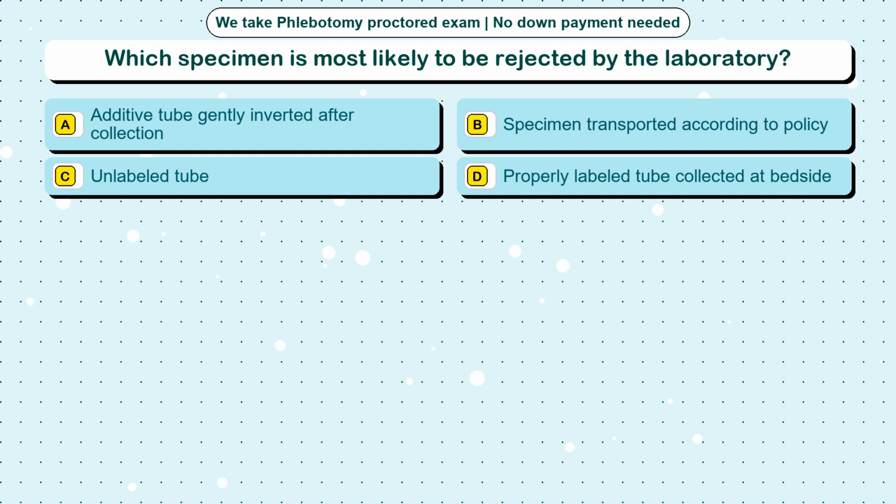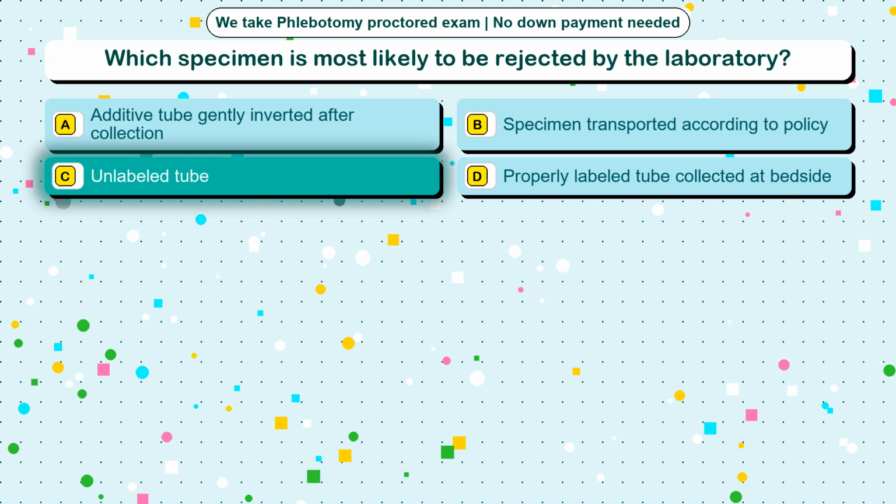Question 10. Which specimen is most likely to be rejected by the laboratory? Option A. Additive tube gently inverted after collection. Option B. Specimen transported according to policy. Option C. The unlabeled tube. Option D. A properly labeled tube collected at bedside. The correct answer is option C.